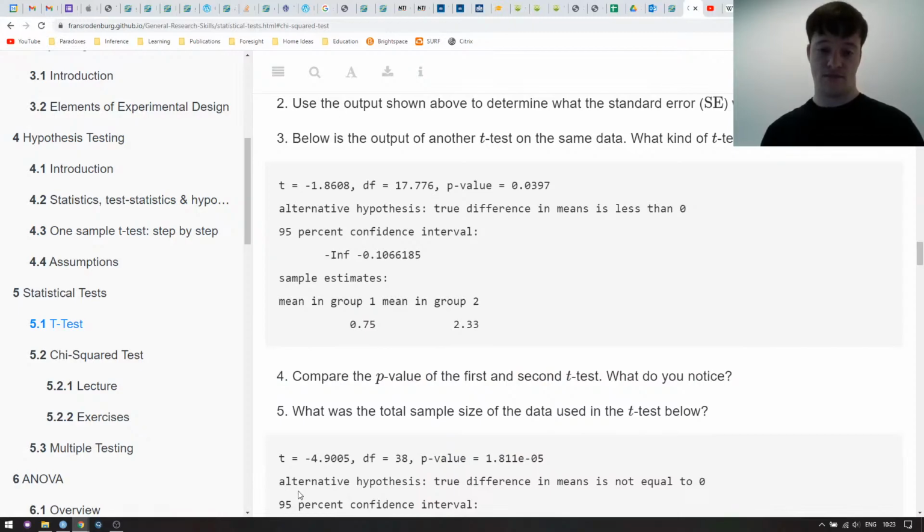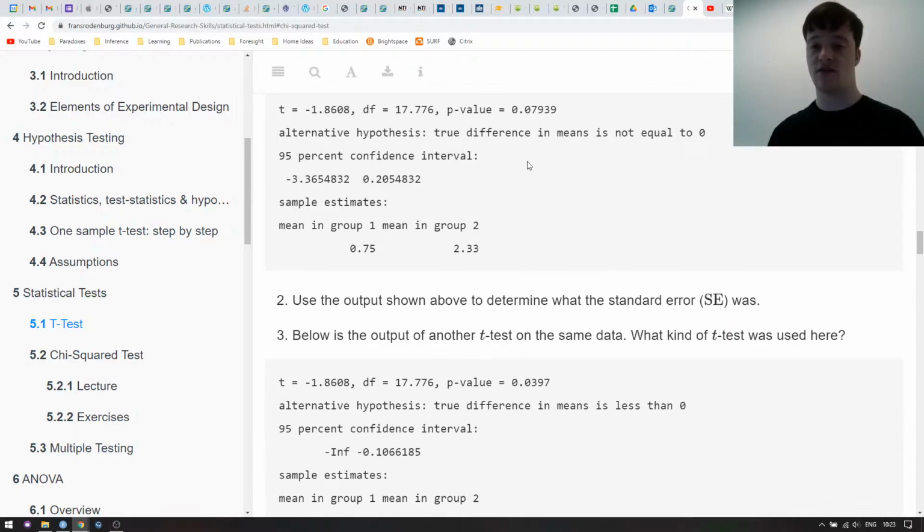Okay, here you have to compare the p-value of the first and the second t-test. So I will highlight the first one, that's this, and the second one, that's this. What do you notice about these two tests? Let's start by saying these were probably done on the same data, because the t-value is exactly the same, right? Degrees of freedom are also exactly the same. What is the difference in p-values?